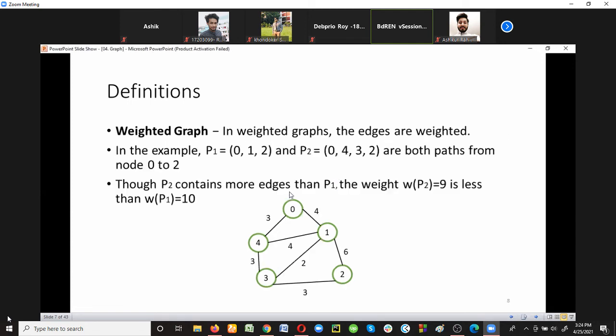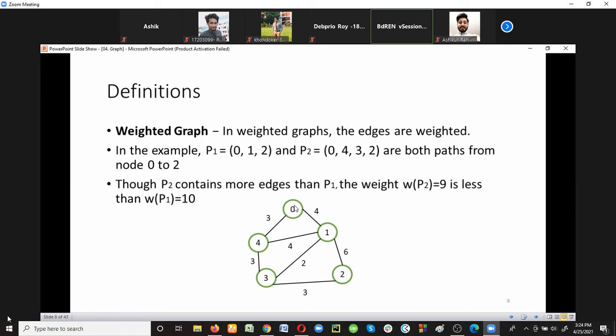Now the next one is weighted graph. What is weighted graph? If we add some value to these edges, then we can call it weighted graph. And in weighted graph, we can find out which one is the shortest path. Suppose if it is a simple or a connected graph, then we can have more than one way for traveling from one point to another point.